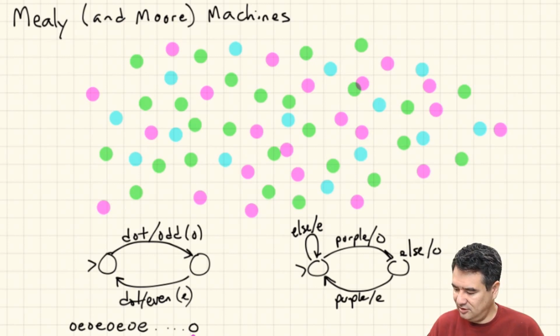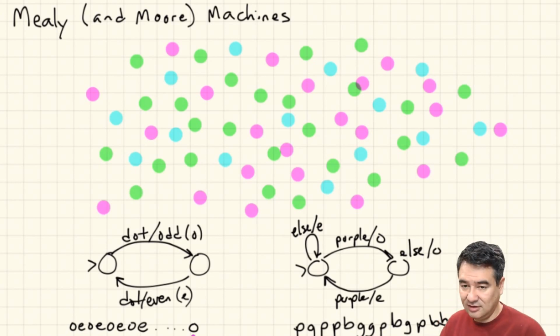So let's say our input stream is P, G, P, P, B, G, G, P, B, G, P, B, B, G. Okay, so that's our stream of symbols coming in representing the dots as we're counting them. So as we go across here, we're going to output O, O, E, O, O, O, O.